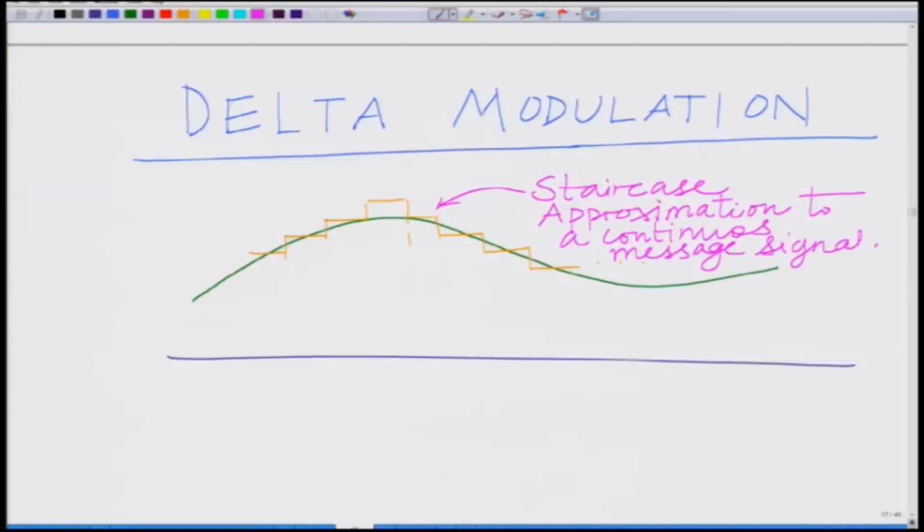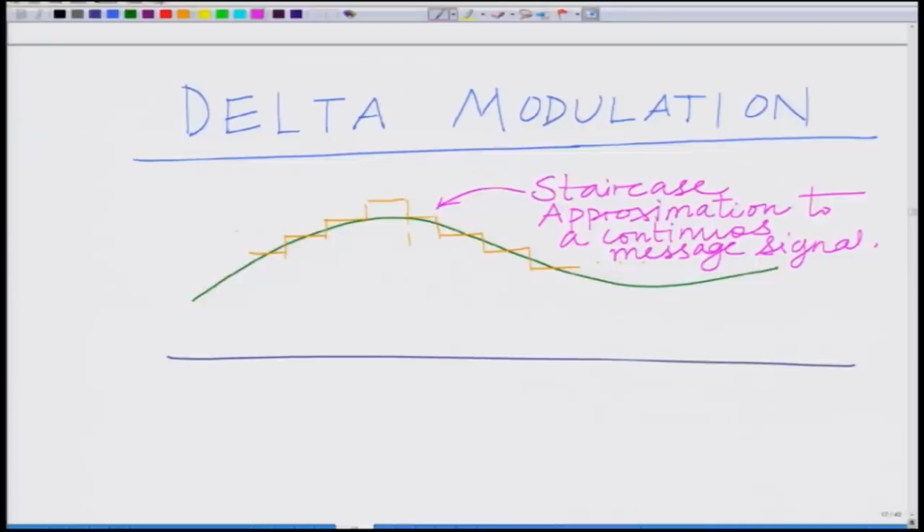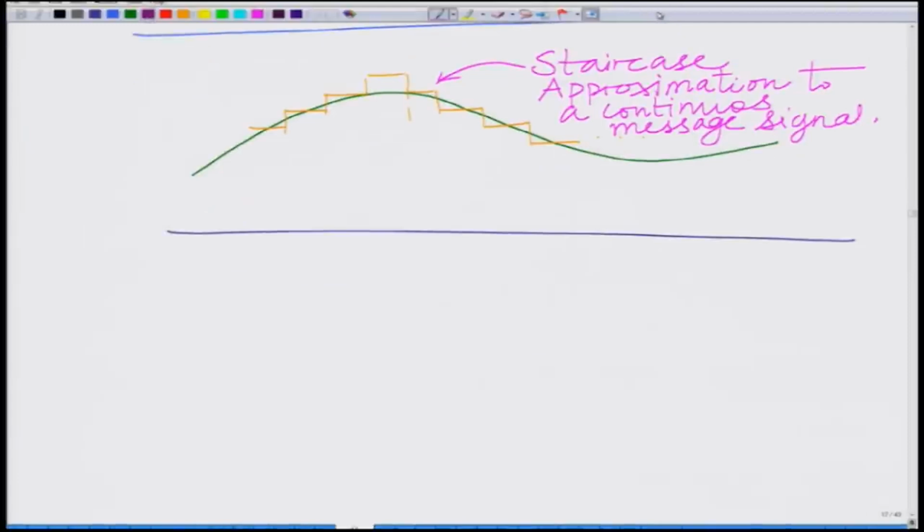And how do we do it? Instead of quantizing the samples of the original message signal, we quantize the differences of the samples of the message signal, and we are going to illustrate this shortly. So, the key principle in delta modulation is, instead of quantizing the samples, quantize the differences between the samples.